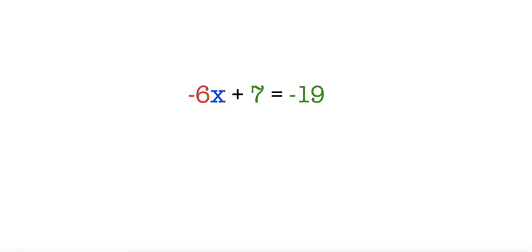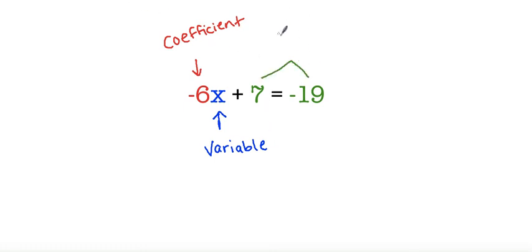So finally, to wrap it up, here I have negative 6x plus 7 is equal to negative 19. Just as you see them color-coded, the negative 6 represents our coefficient. Our x represents our variable. And our 7 and negative 19 are both constants. And that's it. So the different parts that make up our equation are our coefficient, our variable, and our constants.